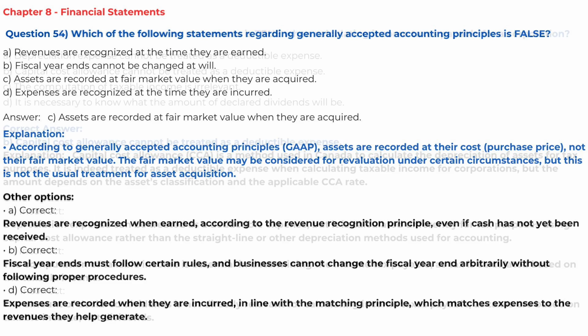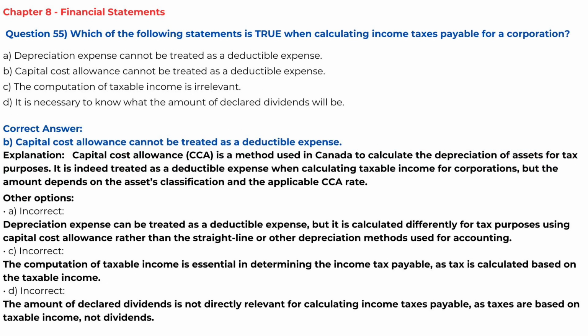Question 55. Which of the following statements is true when calculating income taxes payable for a corporation? Correct answer: B. Capital cost allowance cannot be treated as a deductible expense. Explanation: capital cost allowance, CCA, is a method used in Canada to calculate the depreciation of assets for tax purposes. It is indeed treated as a deductible expense when calculating taxable income for corporations, but the amount depends on the asset's classification and the applicable CCA rate.